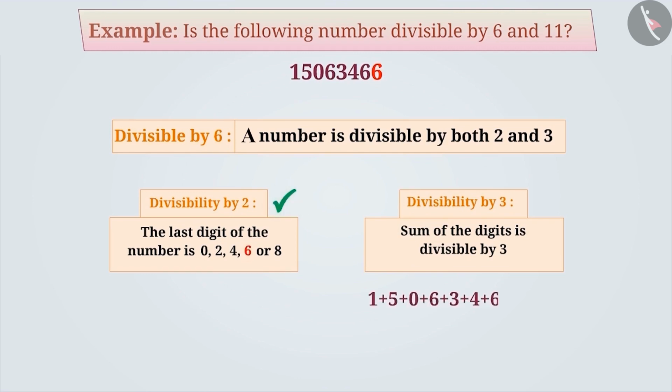Similarly, the sum of the digits of the given number is 31. Since 31 is not divisible by 3, the given number is also not divisible by 3. Even though the given number is divisible by 2, it is not divisible by 3. Thus, the given number is not divisible by 6.